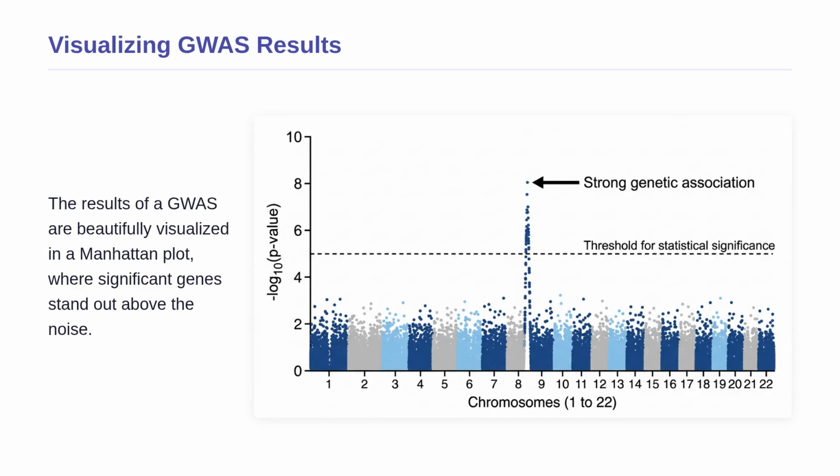Notice the horizontal dashed line. That is our threshold for significance, much like our 3.84 chi-square cutoff. Most dots are low-level noise, but look at chromosome 9. A massive tower of dots shoots up like a skyscraper, crossing the threshold. This visualizes exactly what we just calculated, a strong, undeniable genetic association.